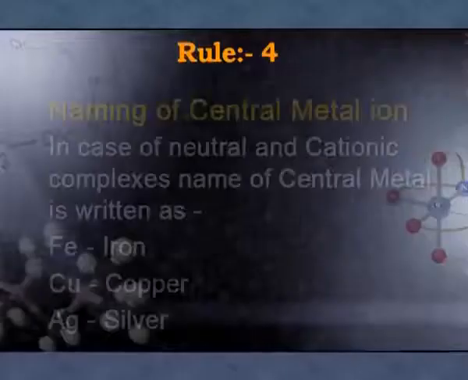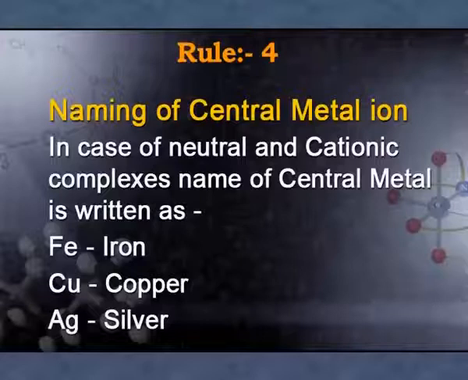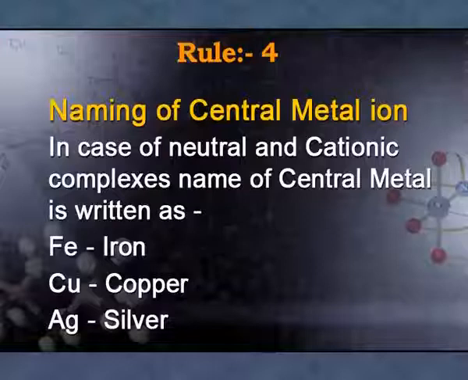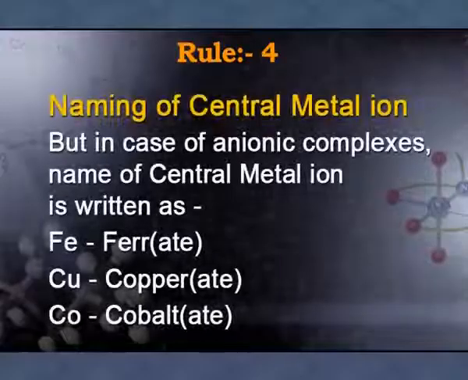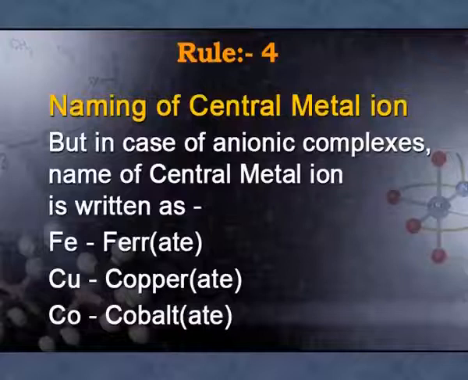Third portion is that when we give the IUPAC name, first we have to write the name of the ligand, then the name of the central metal ion, then its oxidation state. And last we have to use another rule for the name of the central metal ion, iron, cobalt, nickel. How do we have to write it? If the complex is anionic, suppose the charge comes out negative after the ionization when you split the complex. In case of anionic complexes, the name of the central metal ion ends with -ate.